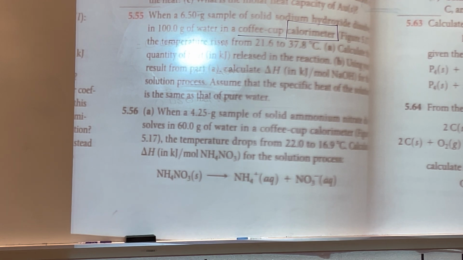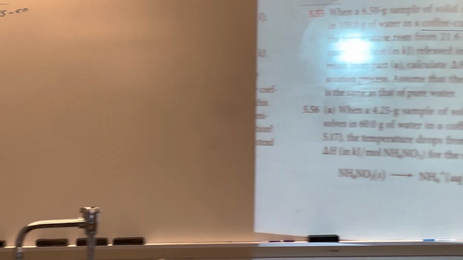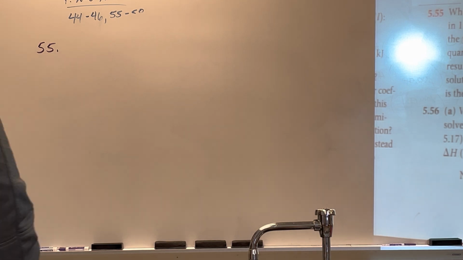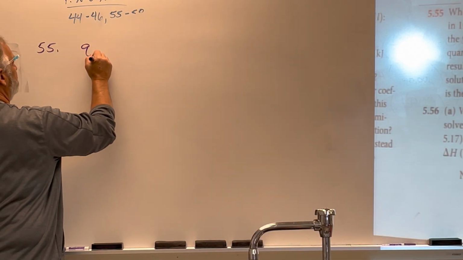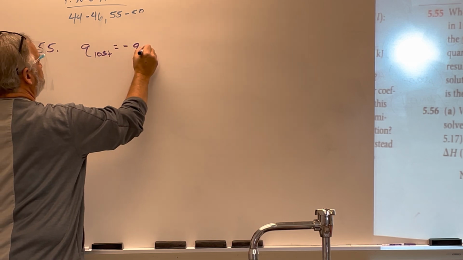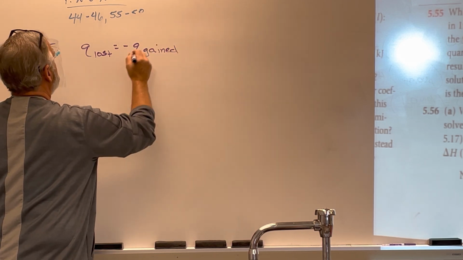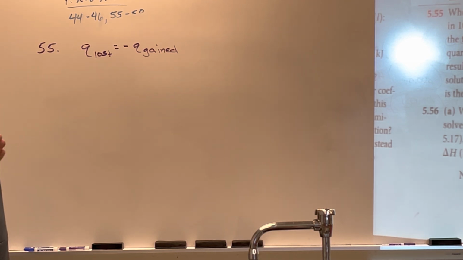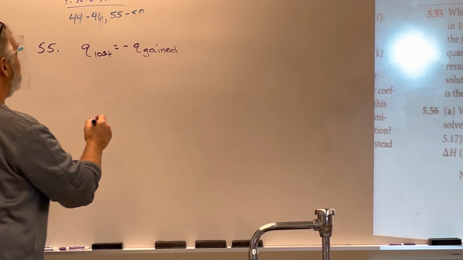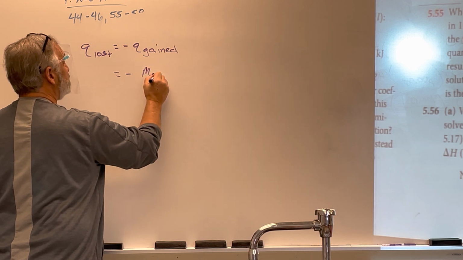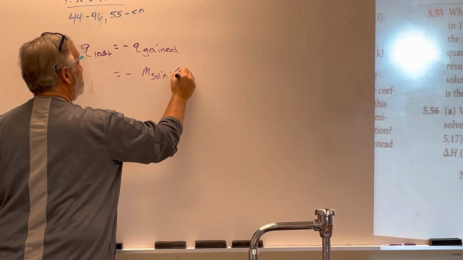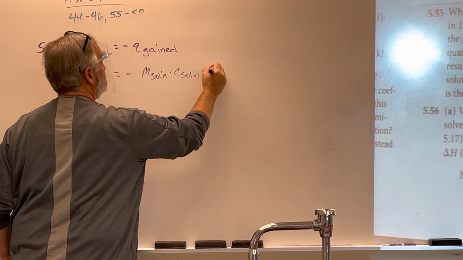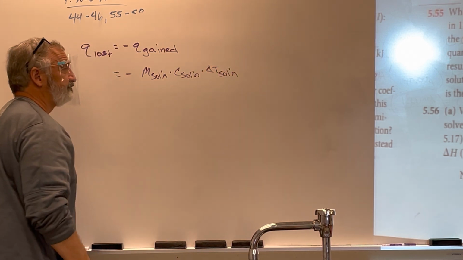Equation we're gonna use. Q lost is gonna equal negative Q gained, okay? So, the reaction is what's losing the heat. The water in the calorimeter, the solution in the calorimeter is going to be the one gaining the heat. So it's going to equal the negative mass of the solution times specific heat of the solution times change in temperature of the solution. Okay?